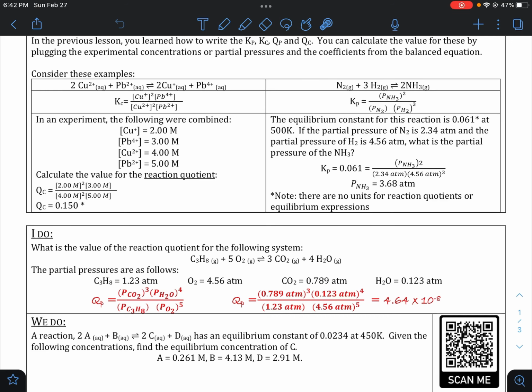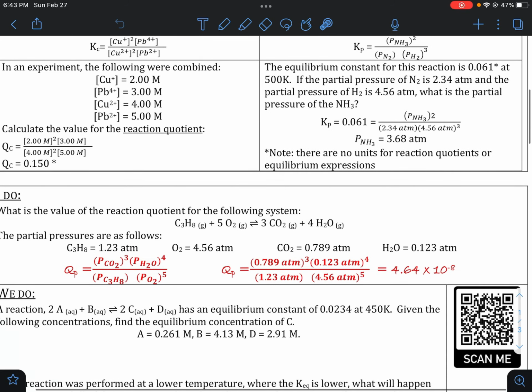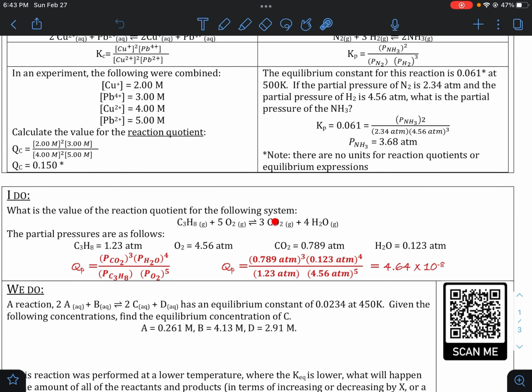In order for us to use these values, we have to write our QP equation. That is the partial pressures of each of the individuals raised to the power of their coefficient. So the pressure of CO2 raised to the 3 times the pressure of H2O raised to the power of 4 over both of our reactants raised to their respective powers. Then from there, we just take these values that we know and plug them in.